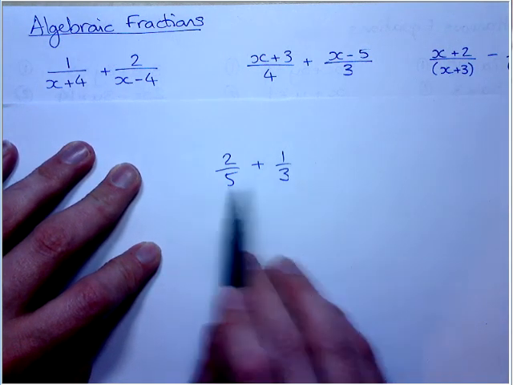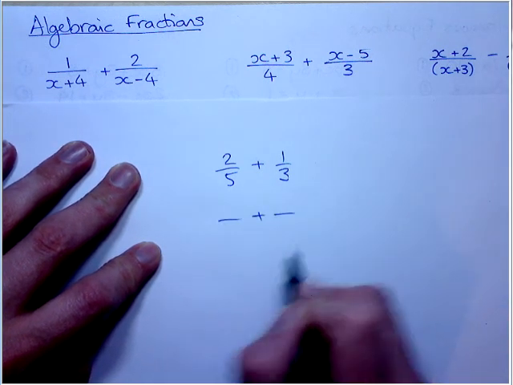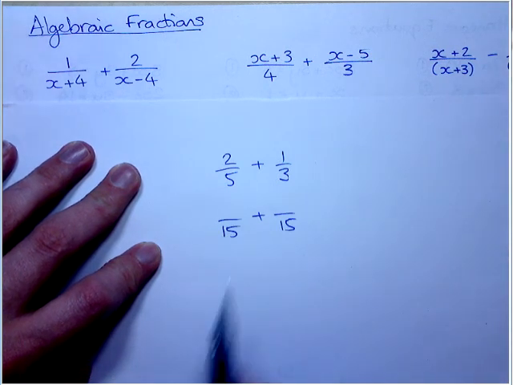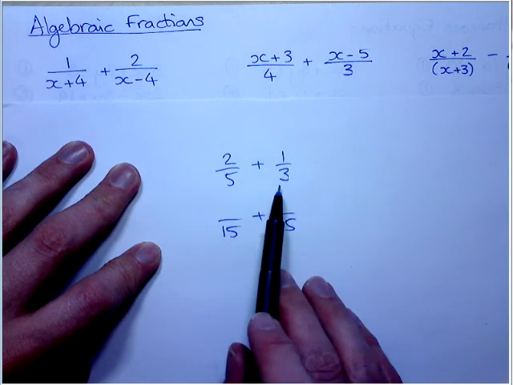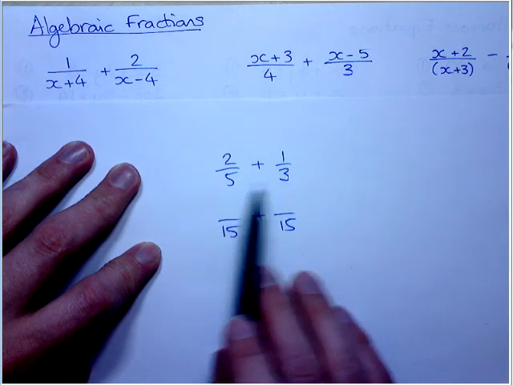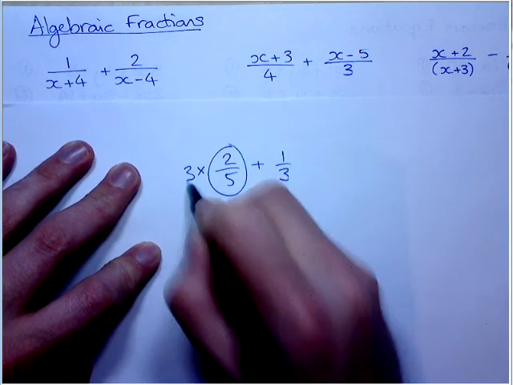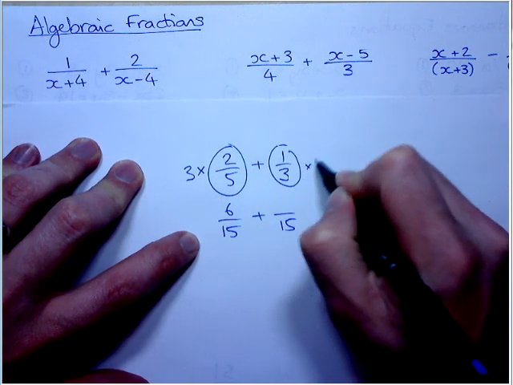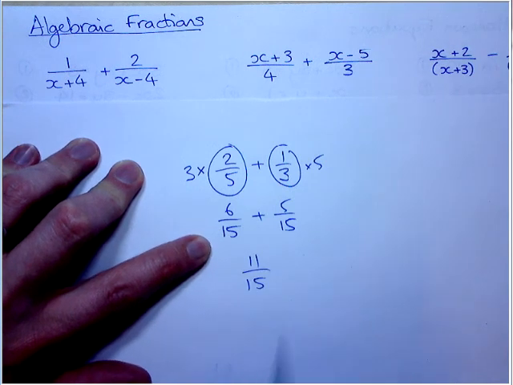Now if the denominators are different we have to make them the same, and we look for the lowest common multiple, which in this case is 15. You'll also notice that 5 times 3 is 15, which is not always the lowest common multiple, but it will always work. So we're timesing this one by 3, and we're getting 6 over 15. These are equivalent fractions. And we're timesing this one by 5 to get 5 over 15, and then we can simply add the tops and the bottoms stay the same.